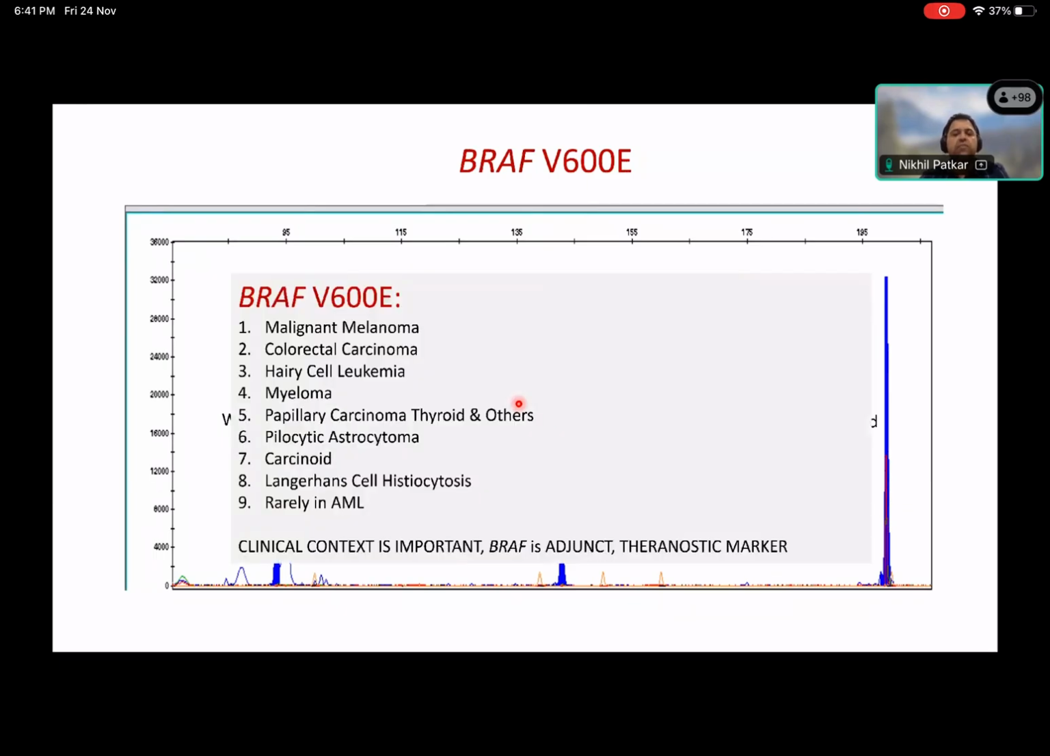Now, you must understand that this BRAF V600 is not just specific for hairy cell leukemia. It is also detected in conditions like melanoma, colorectal carcinoma, myeloma, papillary carcinoma, pilocytic astrocytoma, and rarely even in AML. So the clinical context is important, and it is important because this is used to diagnose disease in context with pathology, and it is a theranostic marker because now you have BRAF V600 inhibitors.